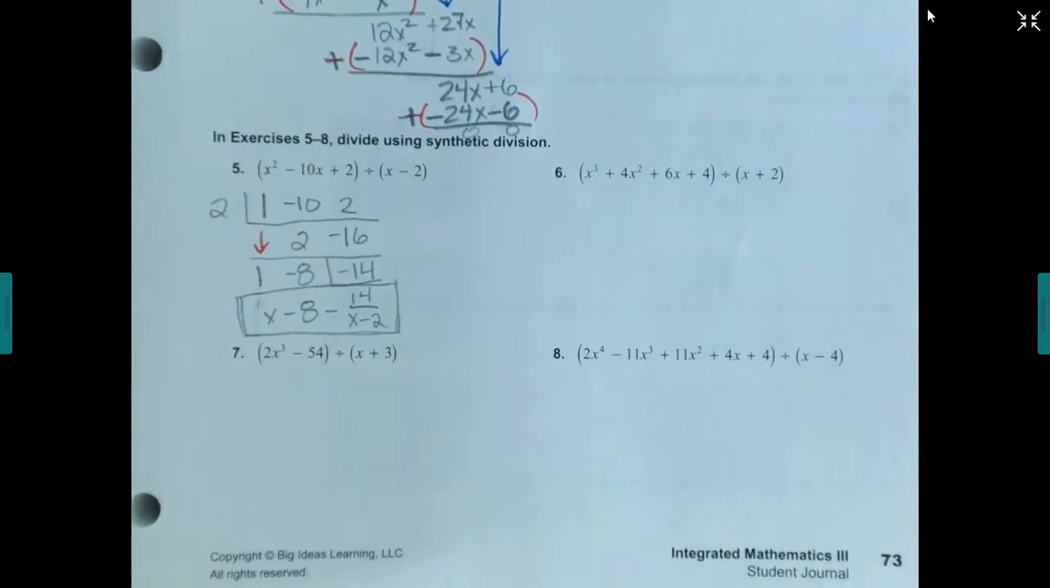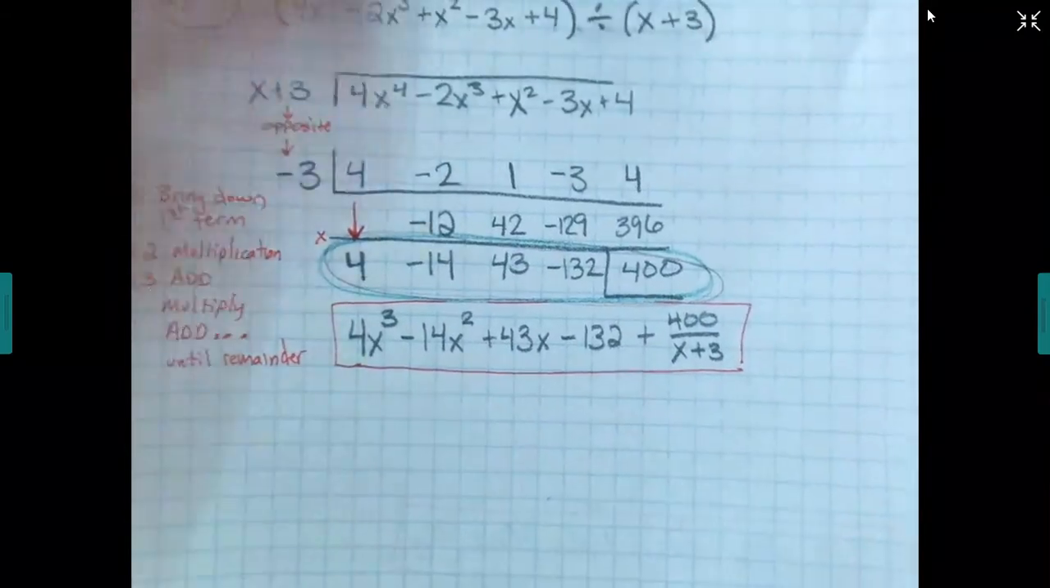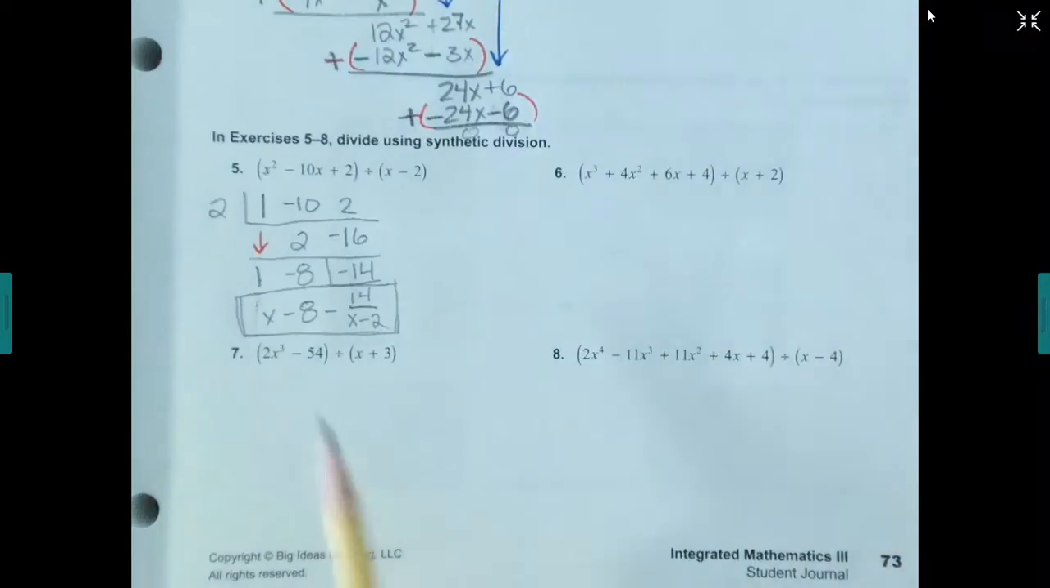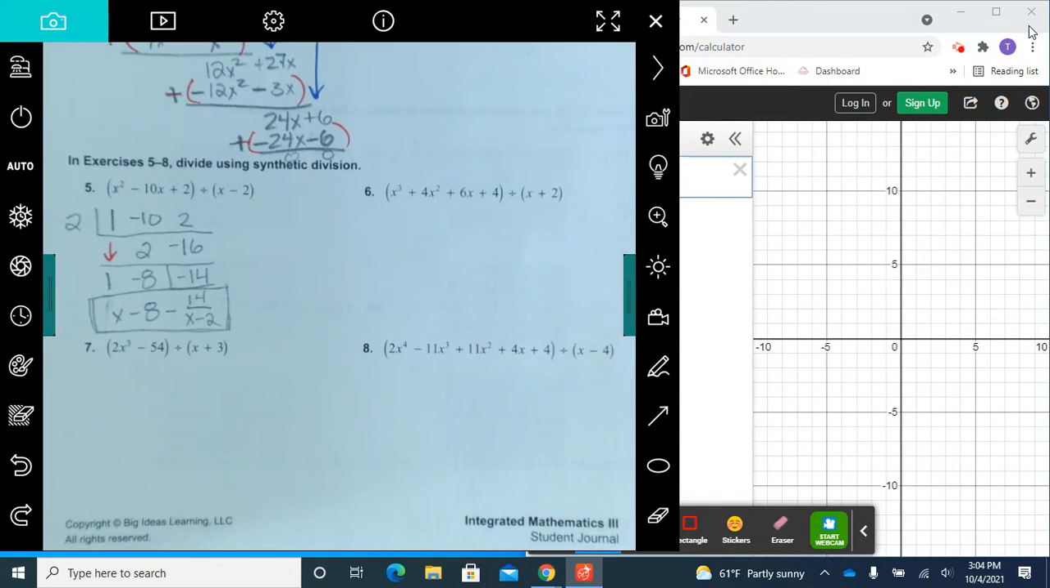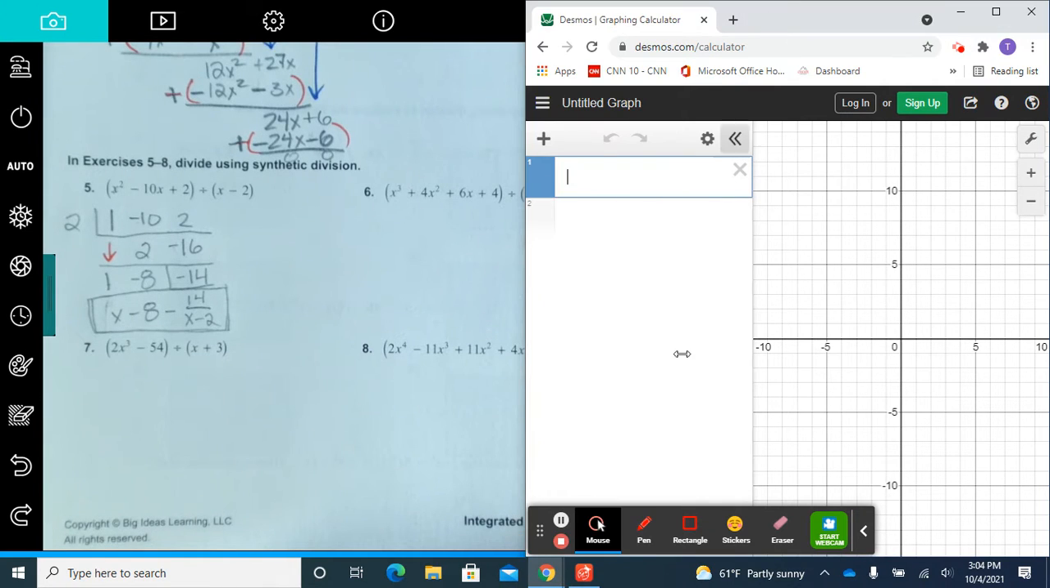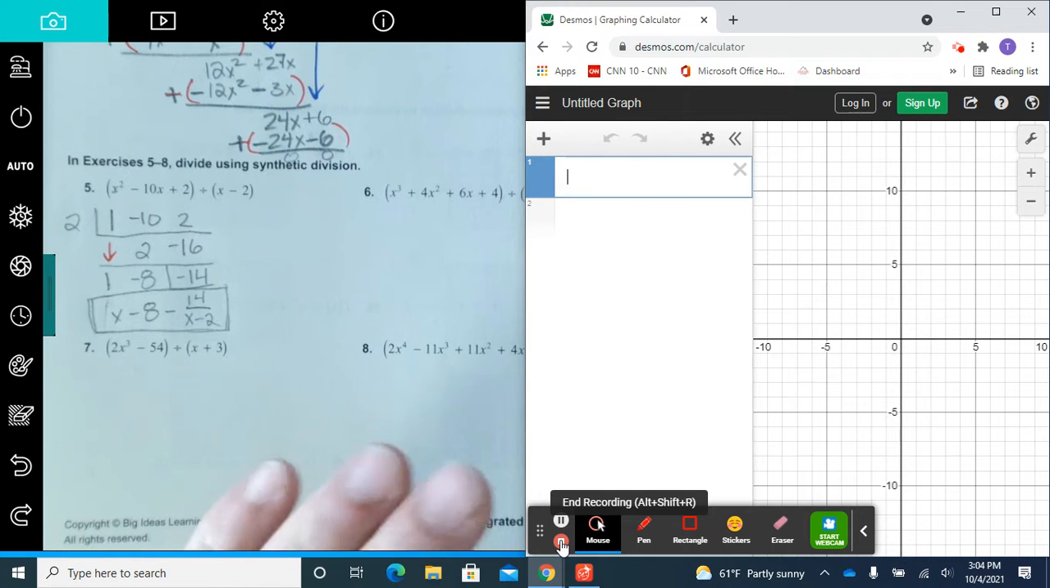So we had two fairly difficult examples. And then we just had a simpler one here. And that's how you do it, using synthetic division. Go ahead and finish up 5 through 8 on page 73. And that'll be your homework. All right. Hit me up if you have any questions.